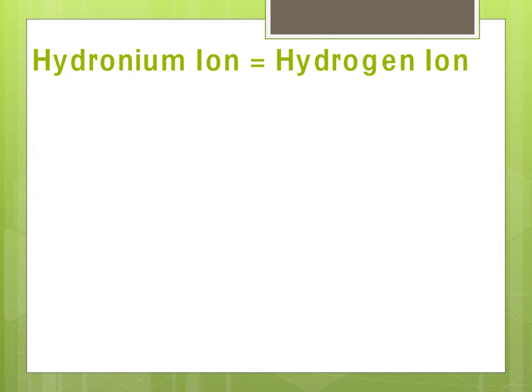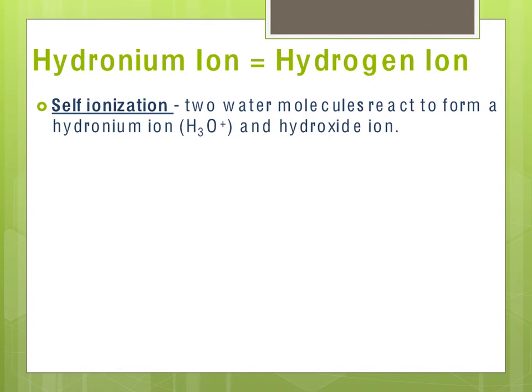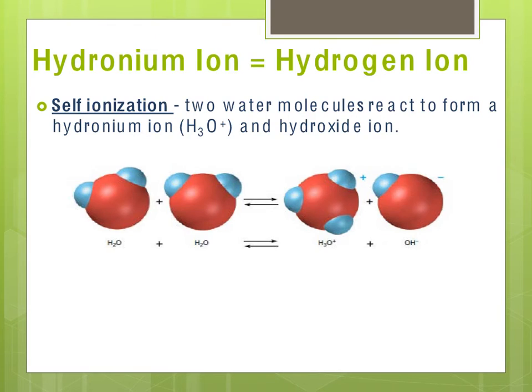Because hydronium ion and hydrogen ion are used interchangeably, we talk about something called the self-ionization of water. What that basically means is that you have 2 water molecules that will react to form a hydronium ion, H3O, and a hydroxide ion. So you're going to end up with a situation very similar to this. We have a water molecule, we have a water molecule. One of these water molecules is going to give up one of its hydrogens, which is going to come over here to the other one. That's what the self-ionization is.